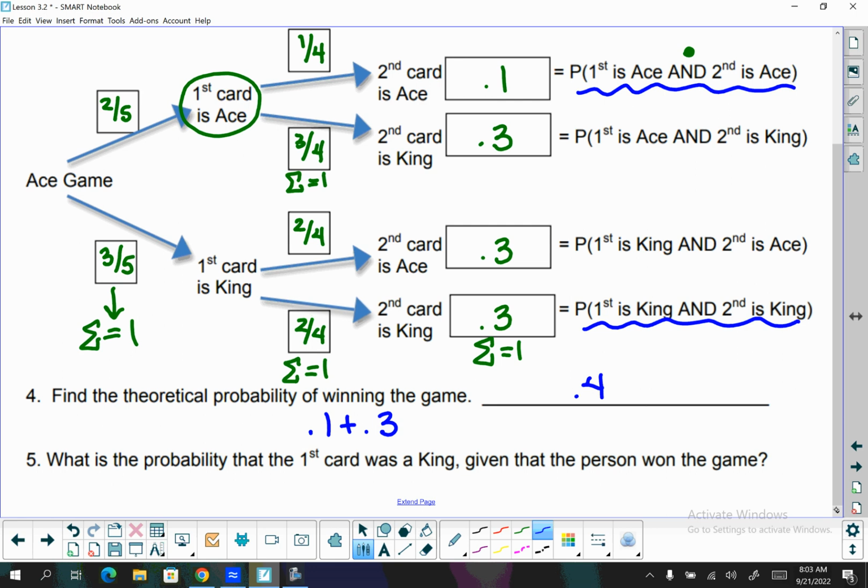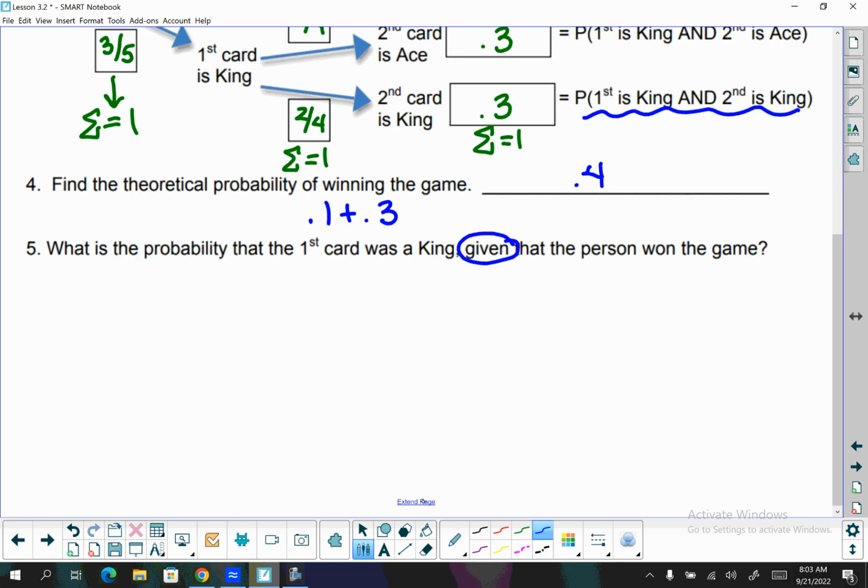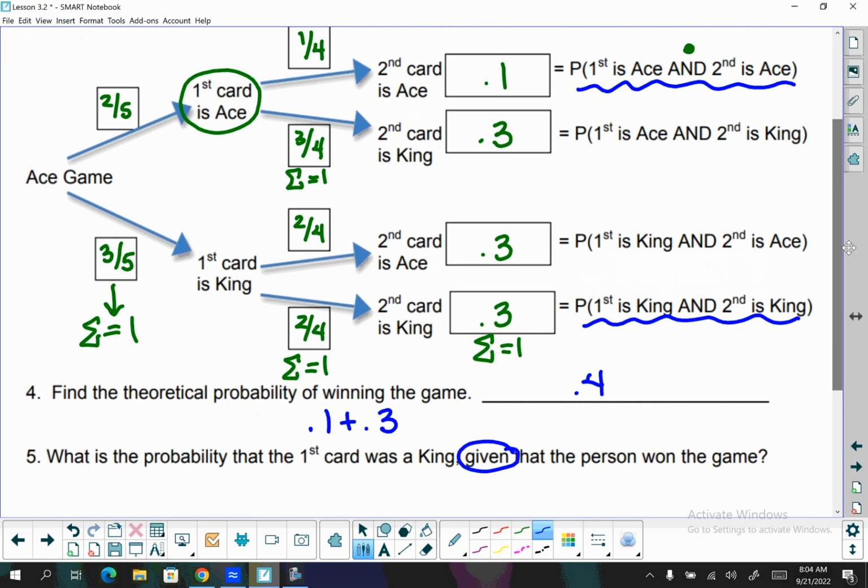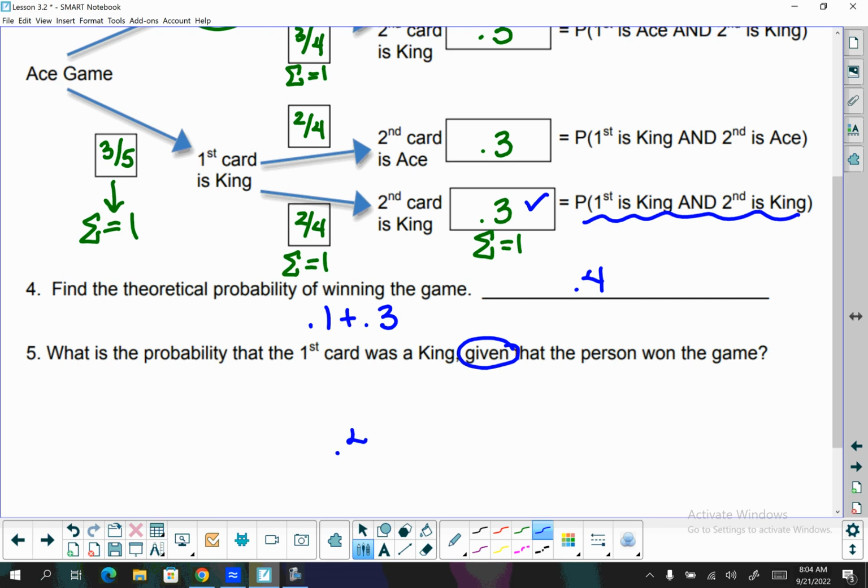Okay, this one's a little tricky. When you see the word given, it means you know something already happened and it's going to change the denominator. We know somebody already won the game. So we are focusing our attention on those 2 probabilities. We know that happened. Everything else in that table is irrelevant for us right now. Okay? So my denominator, my total is the 0.4, the 40% that won the game.